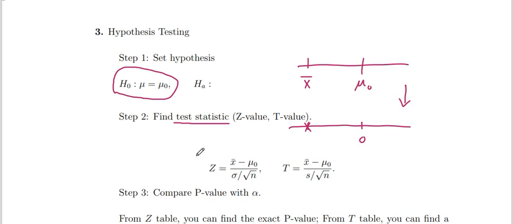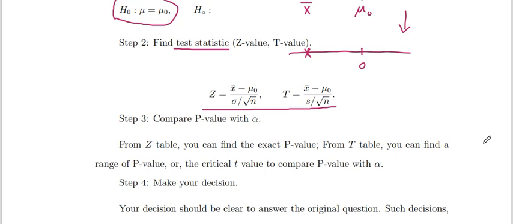sigma or s. The formula is quite the same. This is x bar minus mu 0, divided by sigma over radical n, or s over radical n. The formula is quite the same, right? Okay, so once this is a z value, we need to check the z table to determine whether the difference is big or small. So how can we determine that the difference is big or small? We can use two methods, two ways.